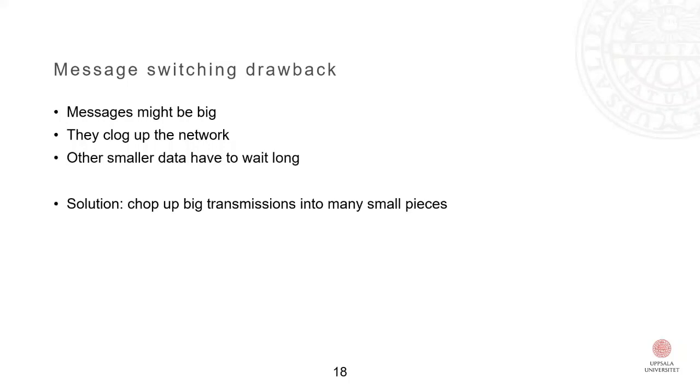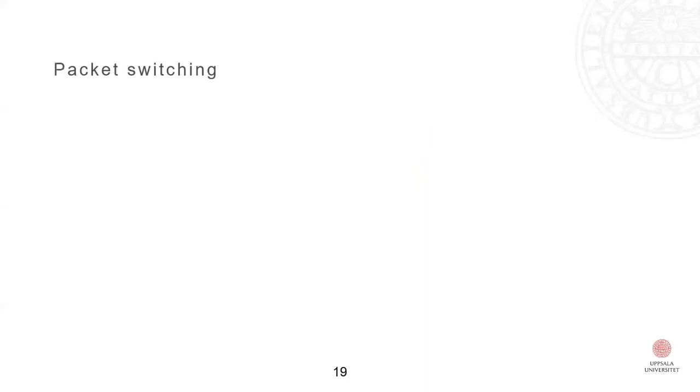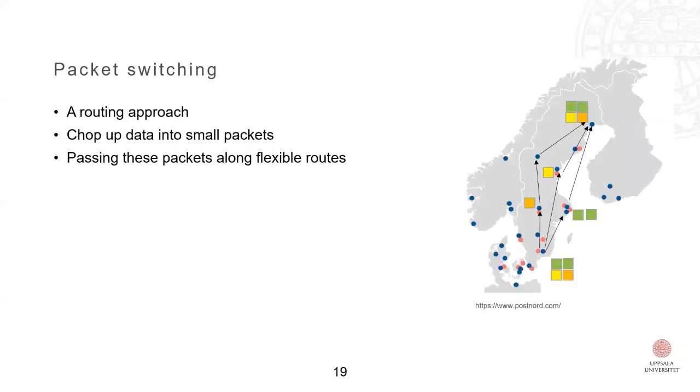The solution is to chop up big messages into small pieces. In networking terms, they are called packets. So a message is chopped up into several, maybe many, small packets. And then we introduce packet switching. Packet switching is a routing approach, a way to let our data be transmitted from the source to its destination. And as I said, it chops up data into smaller packets.